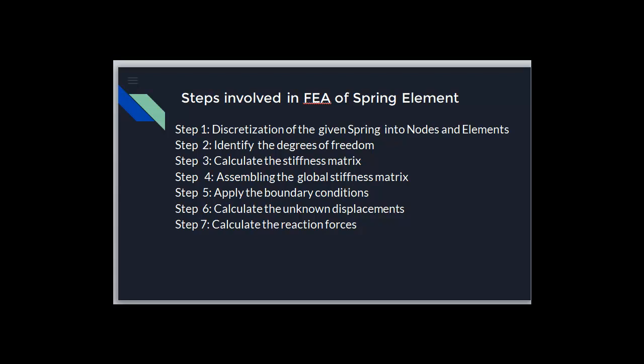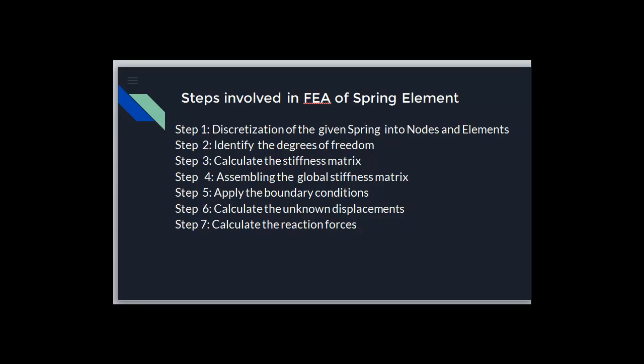The steps involved in solving a spring element by using finite element analysis start with the first step being the discretization of the given spring element into nodes and elements if the spring has multiple spring elements. Step 2 is identifying the degrees of freedom, followed by step 3, calculating the stiffness matrix. Step 4 is the assemblage of the global stiffness matrix. Step 5 is applying the boundary condition. Step 6 is the calculation of the unknown displacement. The final step is the calculation of the reaction forces of the spring.